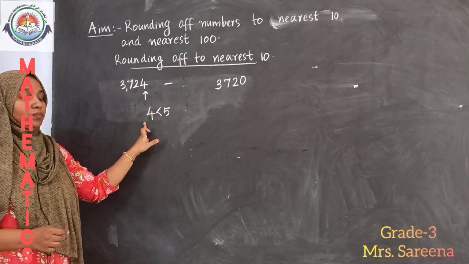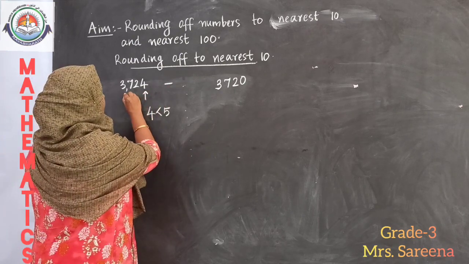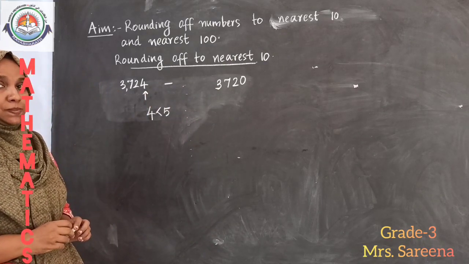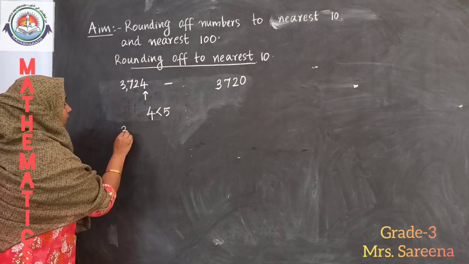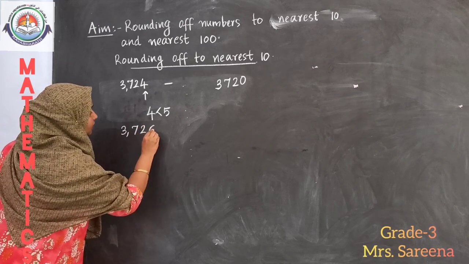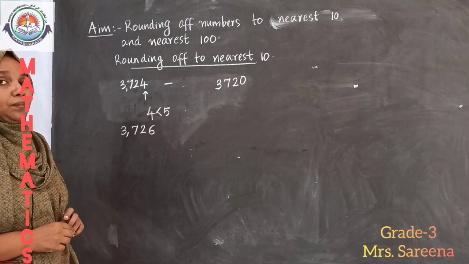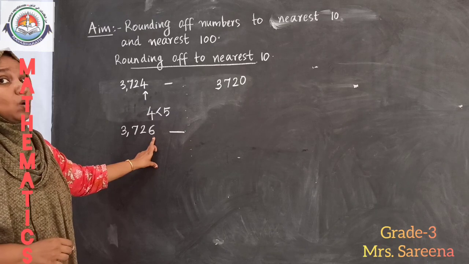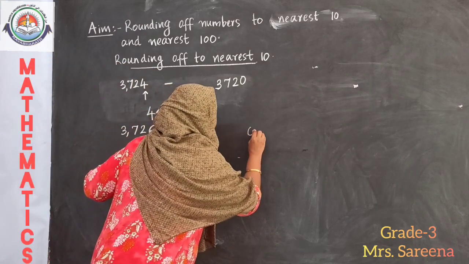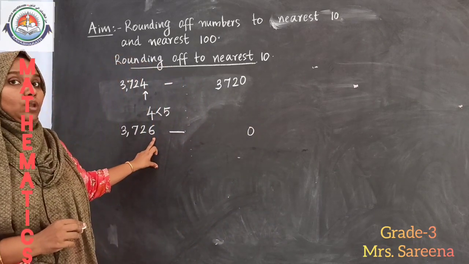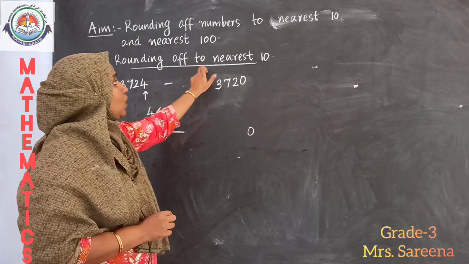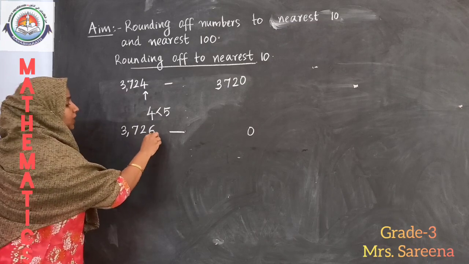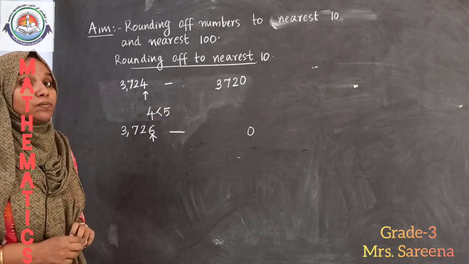Understood? Then rounding off this number 3724 gives 3720. Understood? We can consider another number, 3726. How to do it, children? First we write which number? The number at the ones place should end in 0. We are discussing rounding off the number to the nearest 10. And check the number at the ones place. What is that? It is 6.